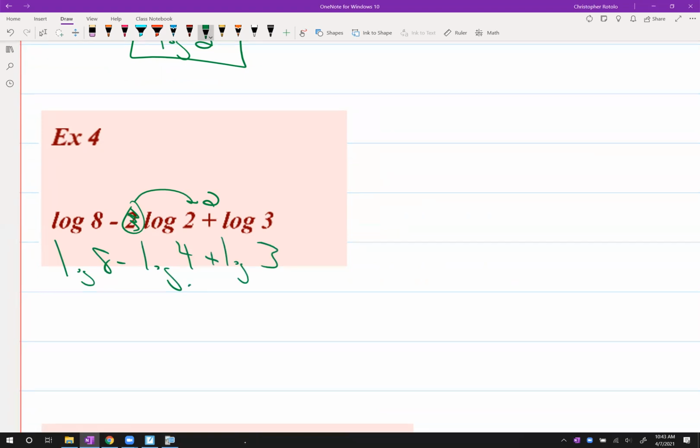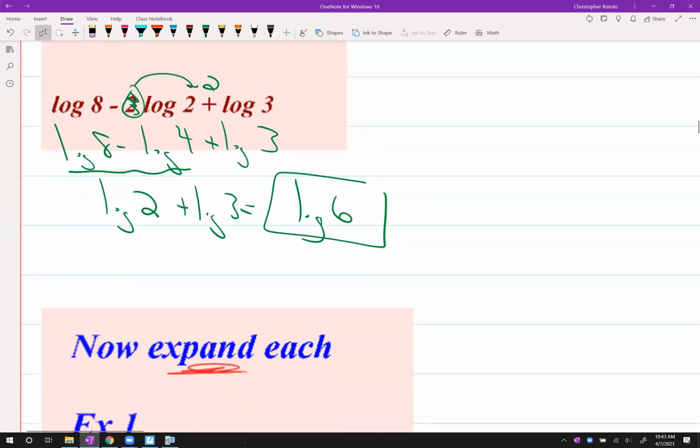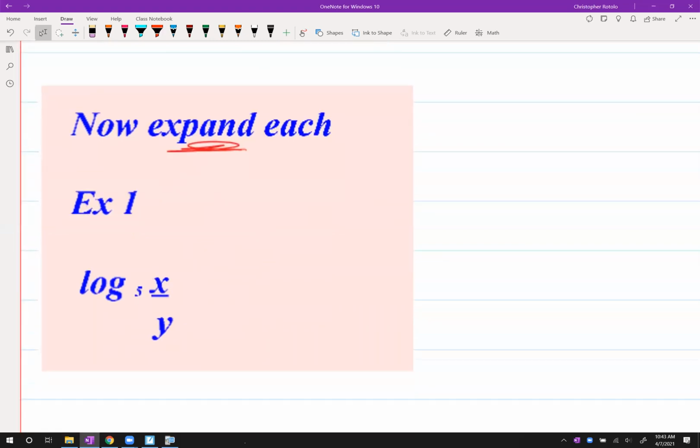So next thing you want to work left to right. So log 8 minus log of 4. So that's log of 2 because 8 divided by 4 is 2, plus log of 3. Now that I see addition, I'm going to multiply 2 and 3 to get 6. So it's log of 6.